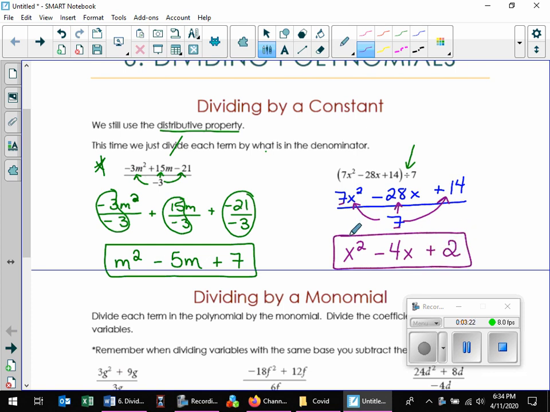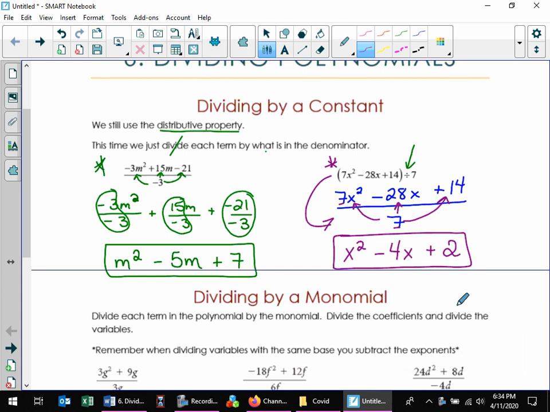I find that it's easier for me to see it as a fraction, to actually put it in fraction form. So if I get it like this, I usually write it like this. But if you don't have to, that's okay. You don't have to always write it in fraction form. That's just something that helps me, because that's what I like to see. So now, that was the easy part. That was dividing by a constant, so just by a number.